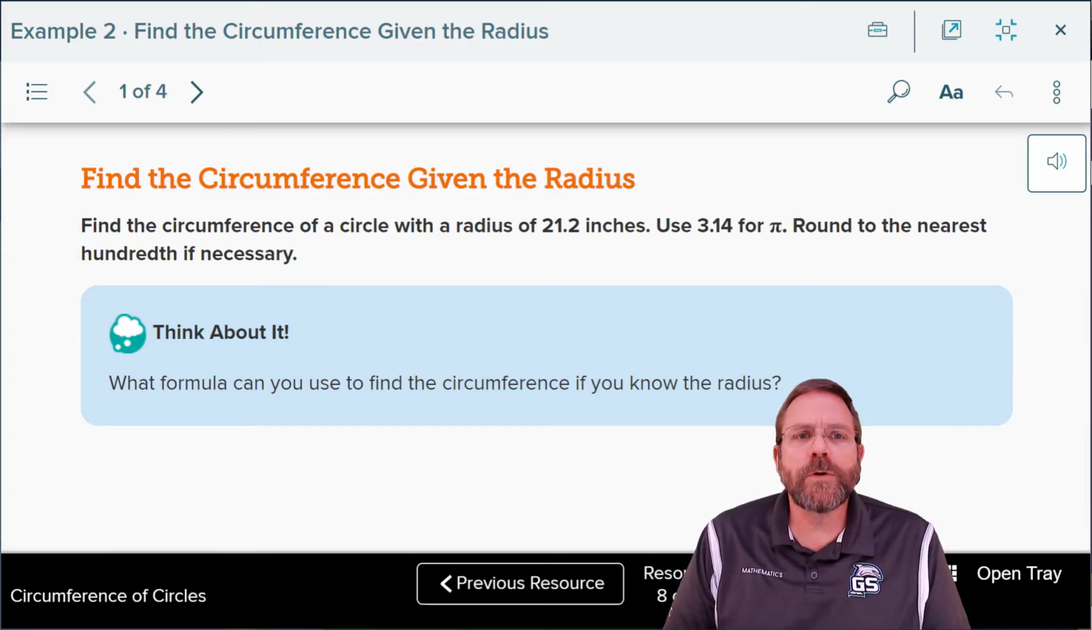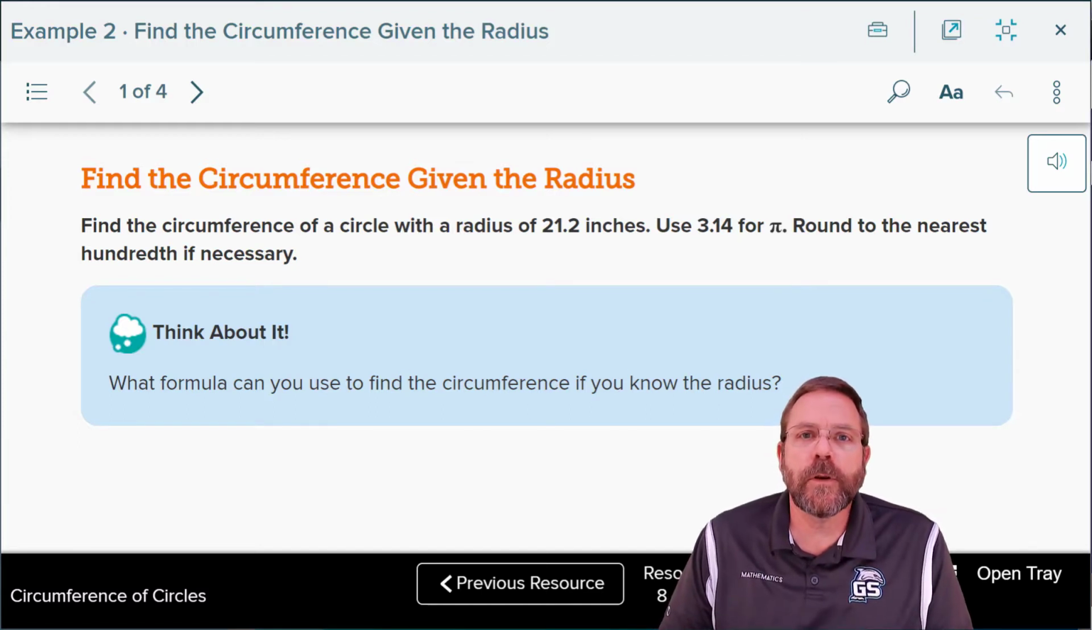Welcome back to part 2 of Module 9, Lesson 1, where we continue our study of circumference. We're on example 2 now, where they're going to give us a radius of 21.2 inches, and they want us to use 3.14 for pi to find our circumference to the nearest hundredths.